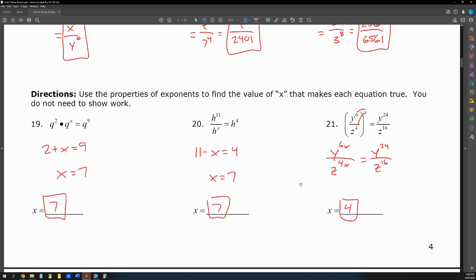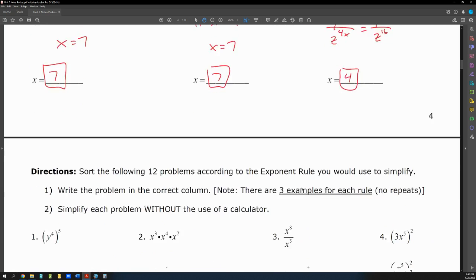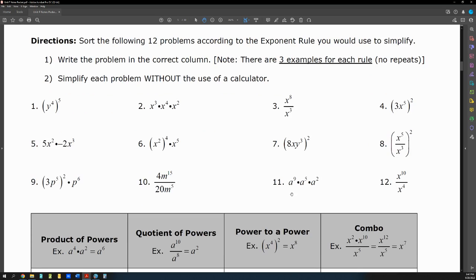All right. Let's try a few more. Go ahead and flip the page. So here I want to sort each of these problems as a product in the product rule, the quotient rule, the power rule, or a combination of them. There are 3 examples of each, and there are no repeats. So we're going to sort them, and then we're also going to simplify without a calculator. So we'll do a few on our own, and then you'll check your answers at the end.